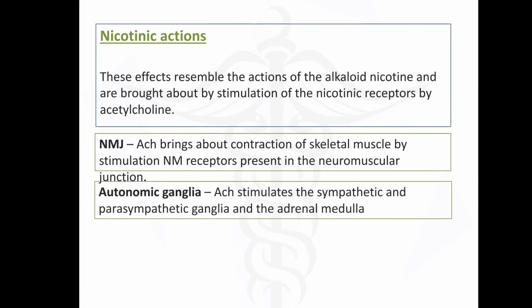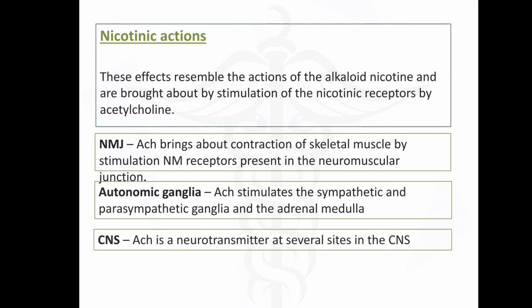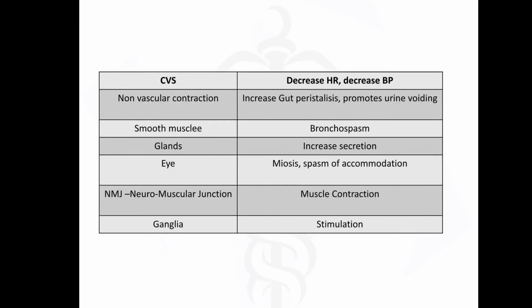Next, in the autonomic ganglia, acetylcholine stimulates the sympathetic and parasympathetic ganglia and the adrenal medulla. In the CNS or the central nervous system, acetylcholine is a neurotransmitter at several sites in the CNS. The important actions of acetylcholine are summarized here.